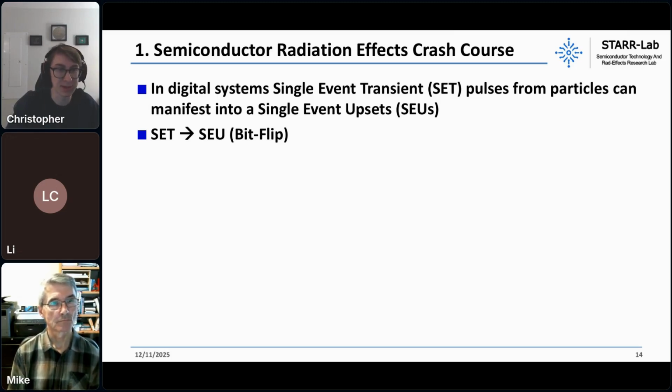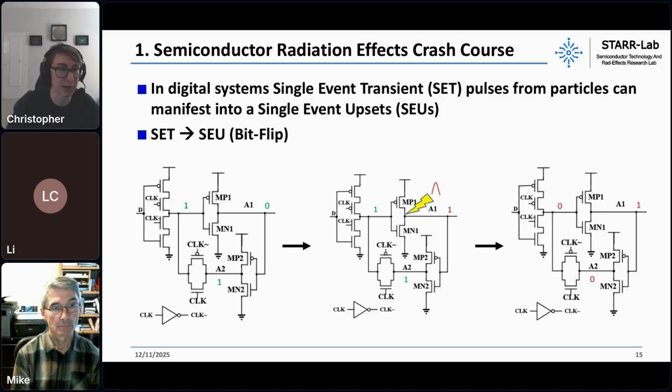But for a digital system, that current pulse or voltage pulse can get latched into a storage latch that's storing these bits. So maybe a good way to look at it here is that on the left, this is a very common way to store bits in digital systems. This is a bistable latch.